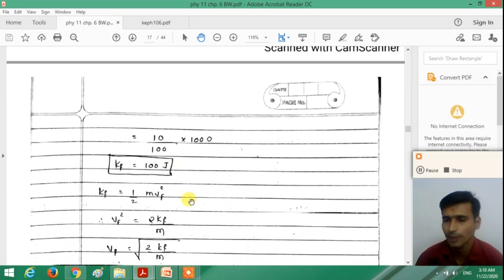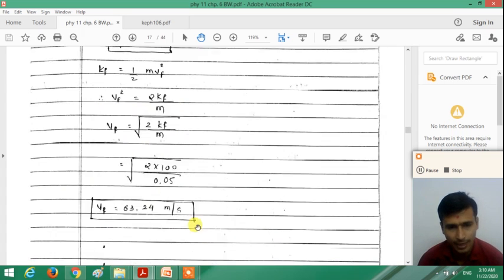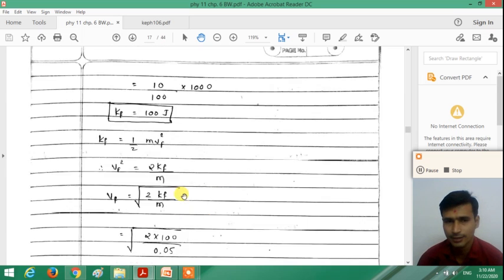Now from the equation of kinetic energy, Kf is equal to 1/2 m vf squared, we can easily calculate Vf is equal to the square root of 2 Kf divided by m. So the square root of 2 into 100 divided by 0.05. If you calculate that, we get the final velocity of the bullet, or the emergent speed of the bullet in the plywood, Vf is equal to 63.24 meter per second. Understand this example?